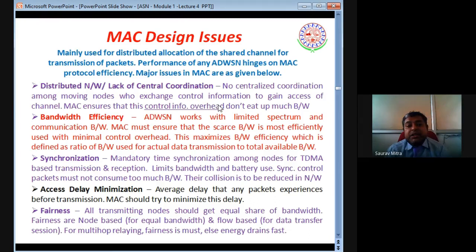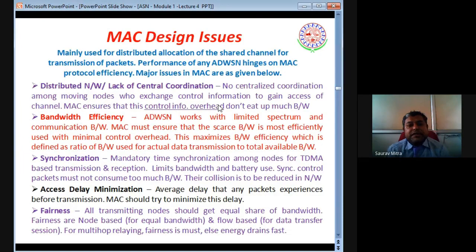So what is a distributed network and lack of central coordination? There is no centralized coordination between the moving nodes, and there is another problem. The biggest problem in an ad hoc wireless network is that all the nodes are continuously moving from one place to another. So in a highly mobile environment, how to keep the communication path intact and give the best communication from source to destination is a very big challenge.